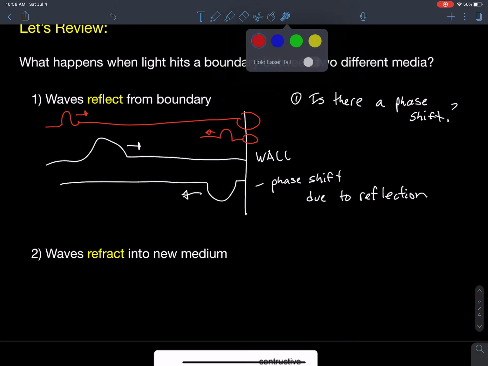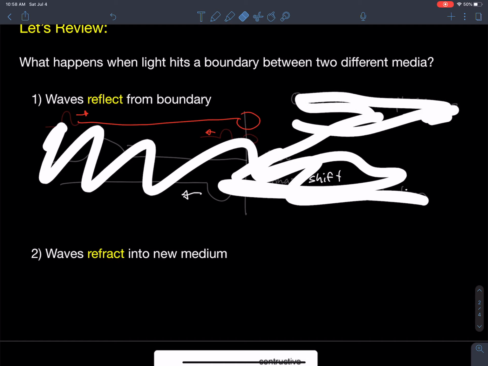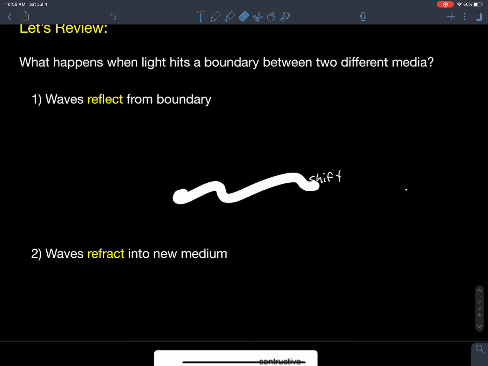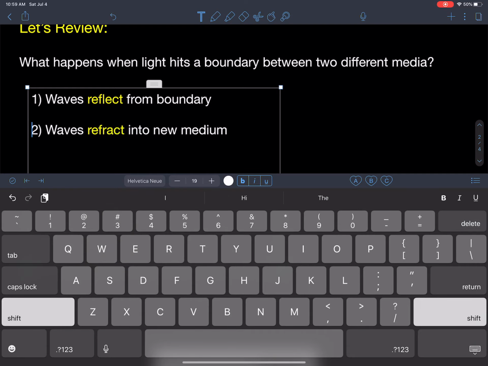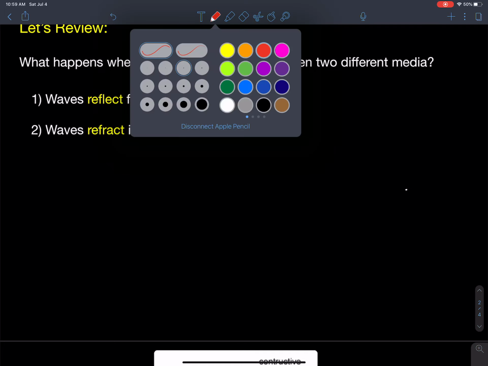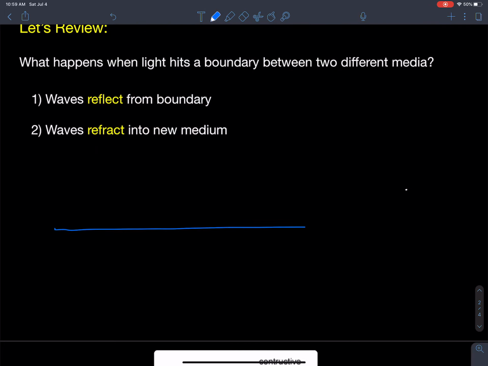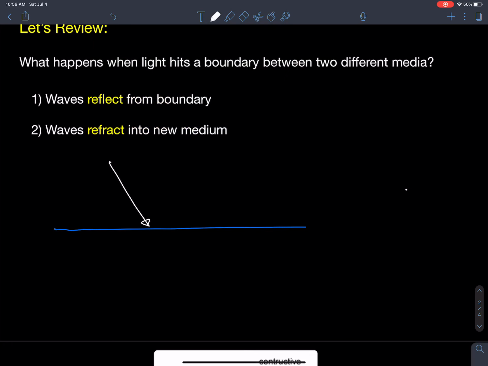All right, so for ray number 2, what happens when waves refract into a medium? Okay, so I'm just going to erase the stuff up here. What happens when waves refract into a medium? Well, they change their direction. We know that. Just going to move that up a little bit. We know that they're going to change direction. But not only are they going to change direction, when that ray comes in, it changes its direction.